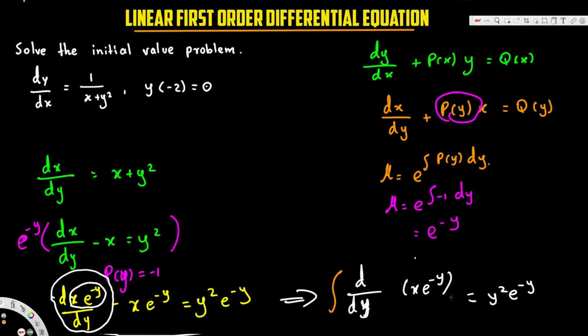Usually we do it with respect to x. Here we changed everything in terms of x, so we have to do it with respect to y. Here the derivative and integral cancel each other, so this is going to be eliminated. For this one, this is x e power -y, but for this one you have to do the integration by parts.